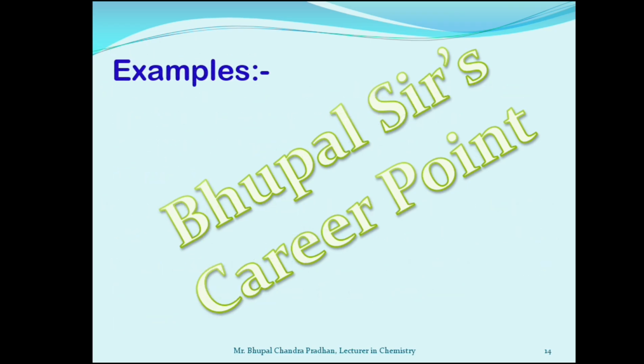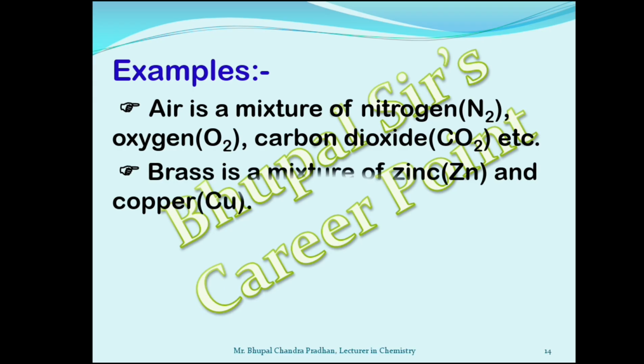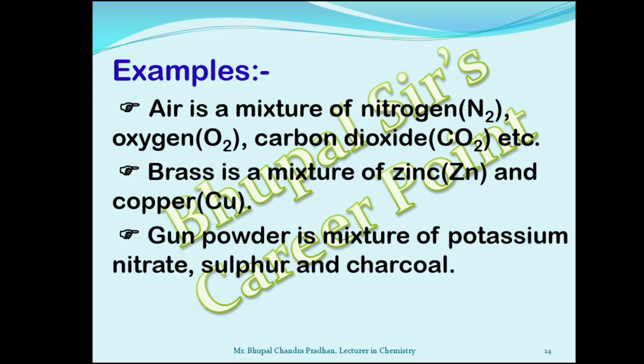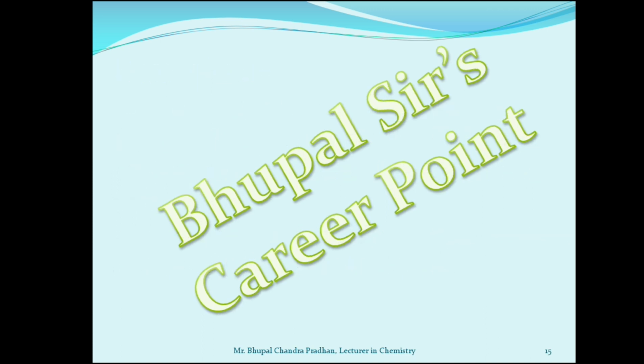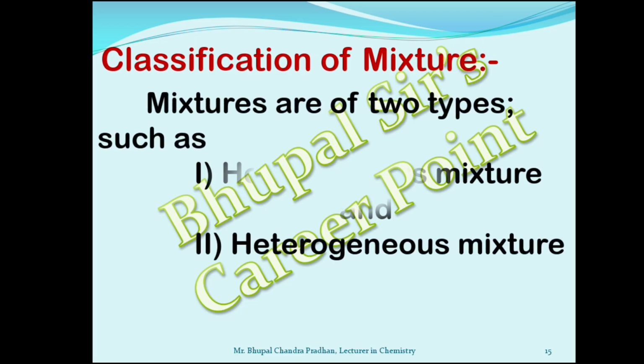Now let us see examples of mixture. Air is a mixture of nitrogen, oxygen, carbon dioxide, etc. Brass is a mixture of zinc and copper. Gunpowder is a mixture of potassium nitrate, sulfur, and charcoal. Classification of mixture. Depending on composition, mixtures are of two types. One is homogeneous mixture and the other is heterogeneous mixture.